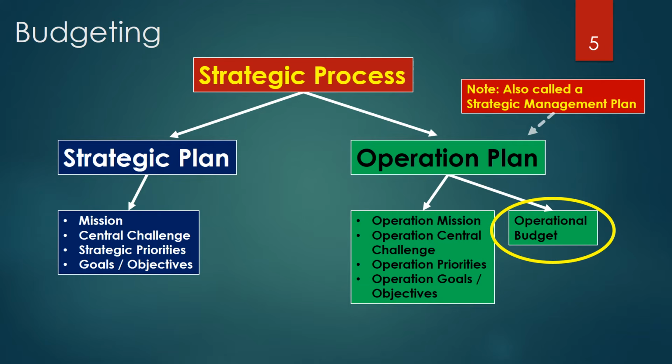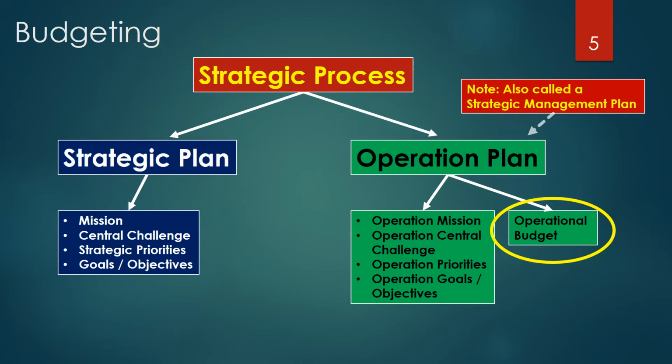Budgeting is a key base for an organization's operational plan. Utilizing a dynamic, strategic process is critical for organization effectiveness. Through that process, organizations commonly develop a strategic plan and an operation plan. The operation plan is also often called a strategic management plan.